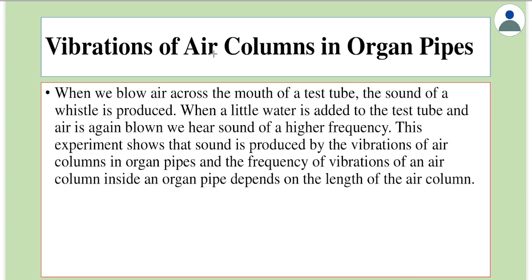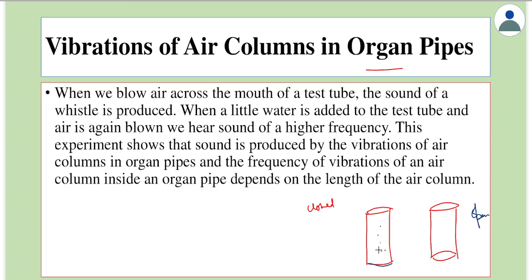Let us study about vibrations of air columns and organ pipes. Organ pipes are basically hollow pipes which could be open at one end, or open at both the ends. If a pipe is open at one end, it is called a closed organ pipe because it is closed at one end. If both ends are open, it's called an open organ pipe.